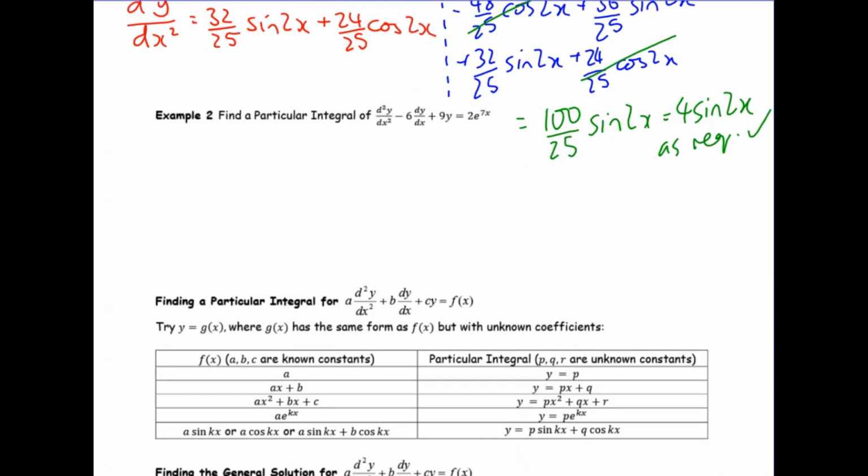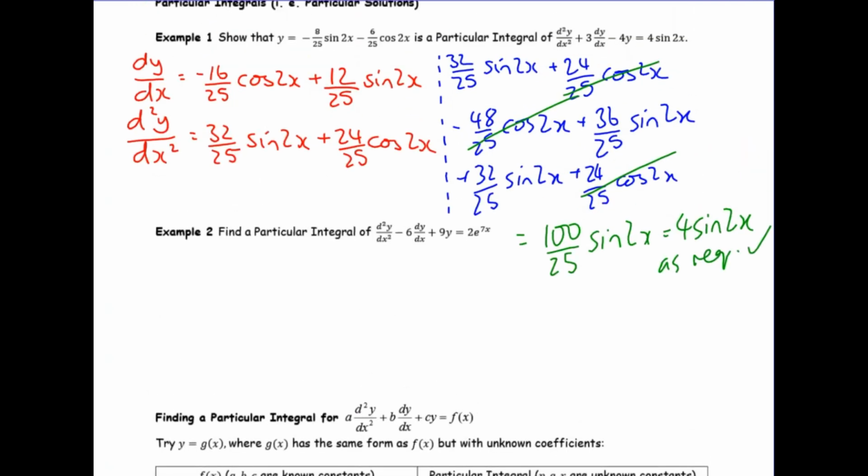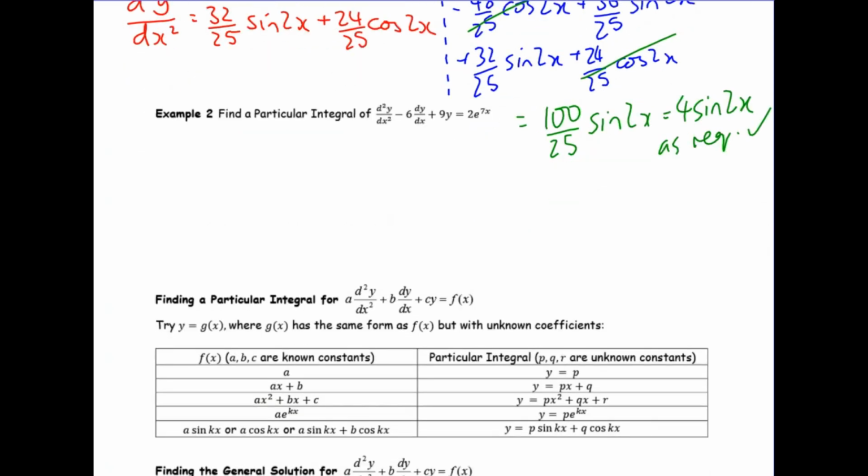Now, this example 2 has just asked us to find a particular integral for this one. Okay. Now have a look at what we've just done. The right-hand side was a function of x, it was a function of sine x. Our particular integral had sine 2x in it. It also had cos 2x in it because that cos 2x will differentiate to give you some sines. Okay. So if we're going to find a particular integral for this one, I'm going to guess what a particular integral will be. And I'm going to guess that it's going to be something times e to the 7x, because I know if I differentiate e to the 7x, I just get more e to the 7x.